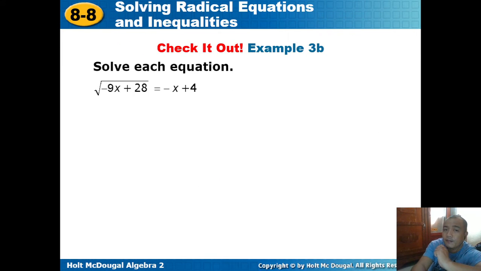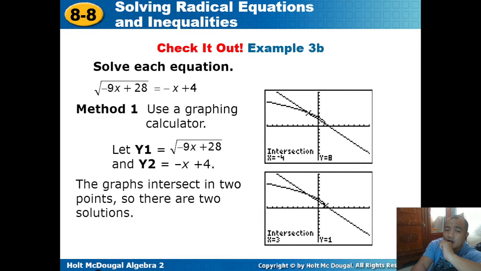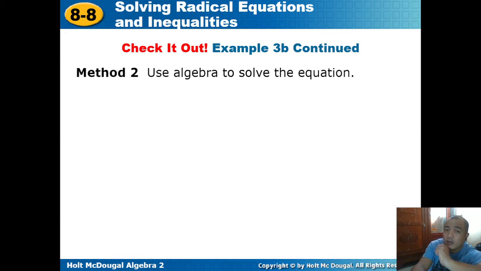Alright. Meron pa. Example 3b. Solve each equation. Square root of negative 9x plus 28 equals negative x plus 4. Okay, using the graphing calculator, the graphs intersect in 2 points. So there are two solutions. X equals negative 4 and x equals 3. So dalawa ang kanyang solution using a graphing calculator. So using method 2, using algebra, dalawa rin ang solution natin.